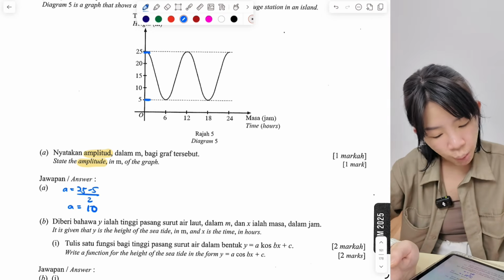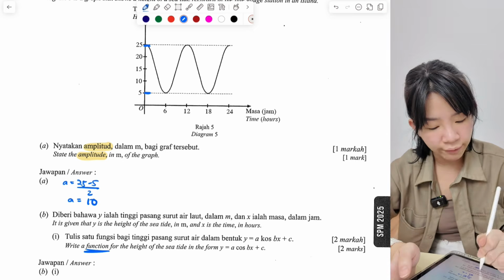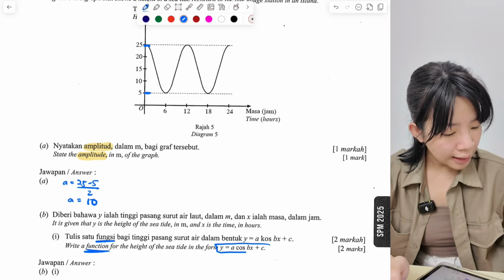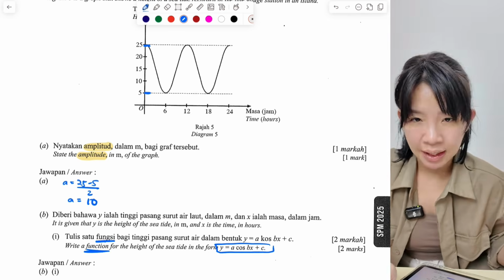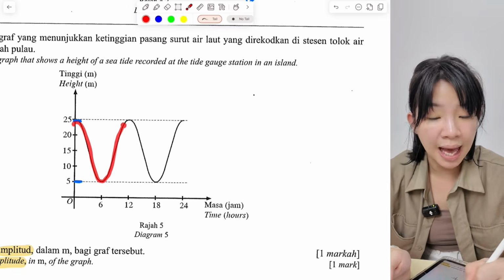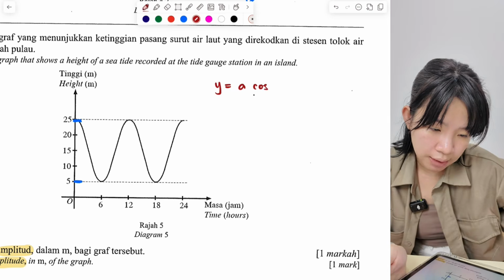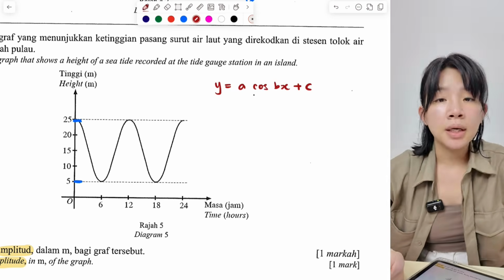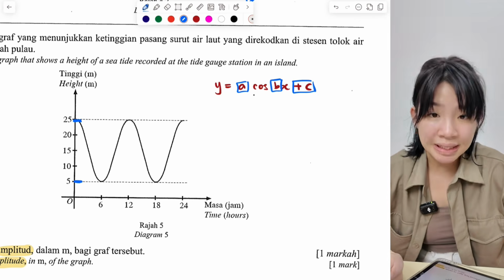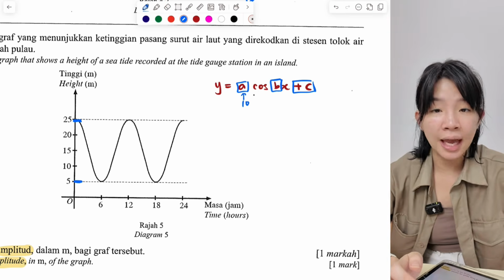Now B, given that Y is the height of the sea tide, X is the time in hour, write the function, fungsi. Function means equation. They want the answer to be in Y equals A cos BX plus C. Just now we said this is a cosine graph because it looks like underwear. From this, Y equals A cos BX plus C. We need to figure out 3 things: the A, the B, and also C. A is amplitude, which we already found just now. Our amplitude is 10.